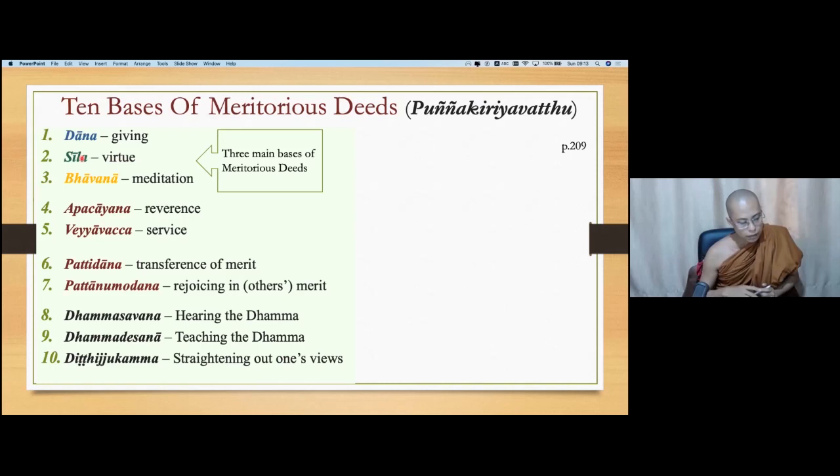The first one is dana, giving, called donation or generosity. It is giving one's own property to others. This includes not only the action of giving, but also the consciousness: the action is caused by consciousness. When the consciousness arises, it causes the respective action. Here the consciousness is wholesome. When wholesome consciousness arises, you give, and the action is giving.